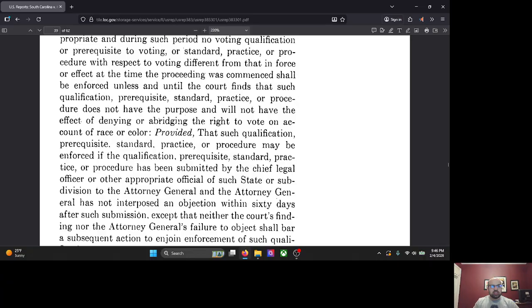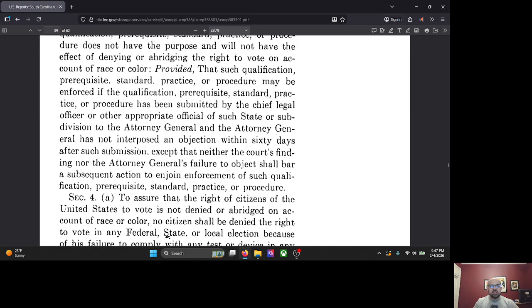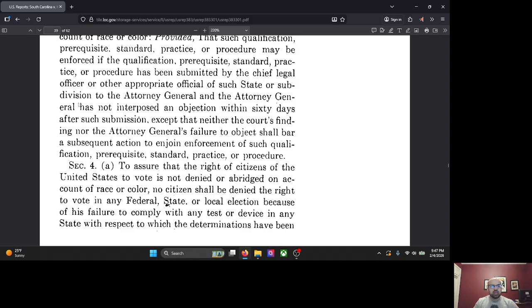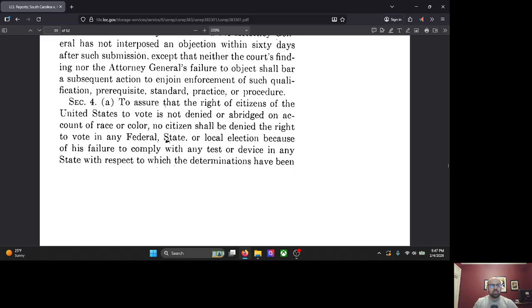will not have the effect of denying or abridging the right to vote on account of race or color, provided that such qualification, prerequisite, standard, practice, or procedure may be enforced if the qualification, prerequisite, standard, practice, or procedure has been submitted by the chief legal officer or other appropriate official of such state or subdivision to the Attorney General, and the Attorney General has not interposed an objection within 60 days after such submission, except that neither the court's finding nor the Attorney General's failure to object shall bar a subsequent action to enjoin enforcement of such qualification, prerequisite, standard, practice, or procedure.